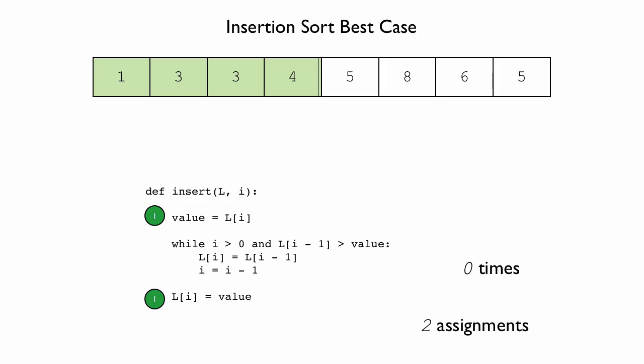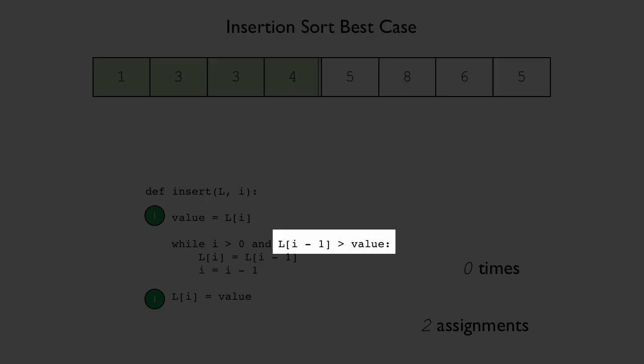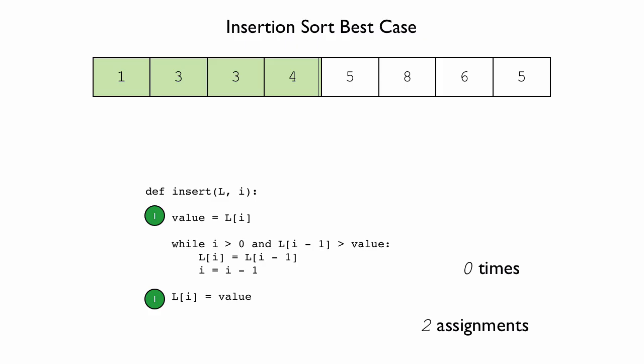Now in general, the best case for insertion sort occurs exactly when the second half of the while loop condition is false. It occurs if the element is in its exact proper place. So regardless of how large I is, in the best case for insertion sort, the while loop will never run. It will always run 0 times.